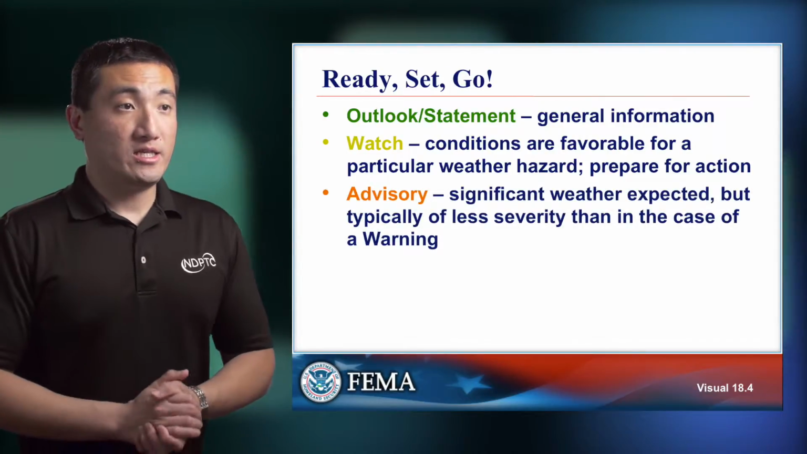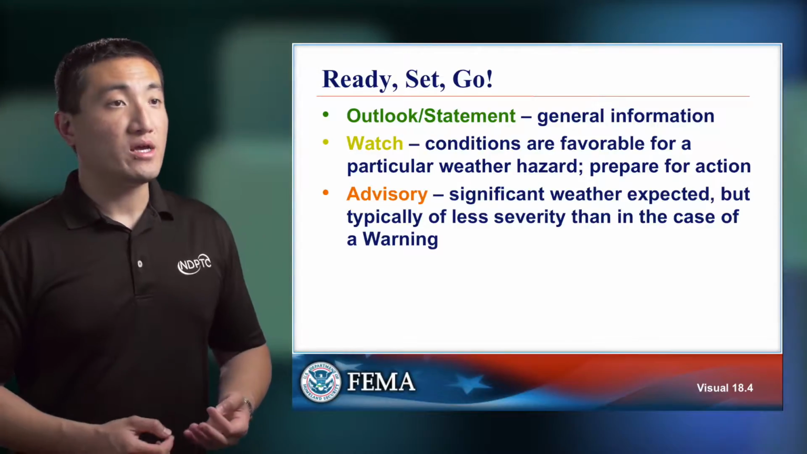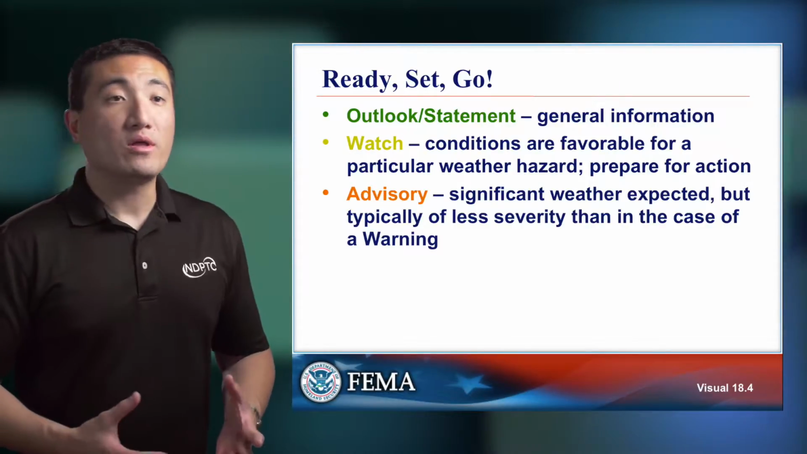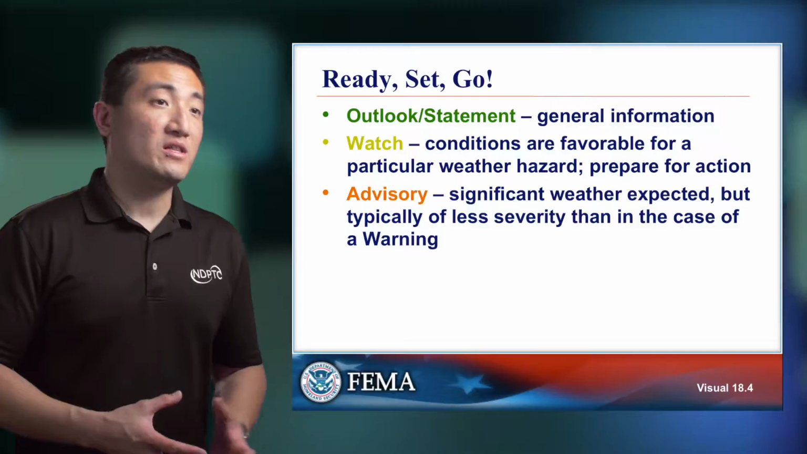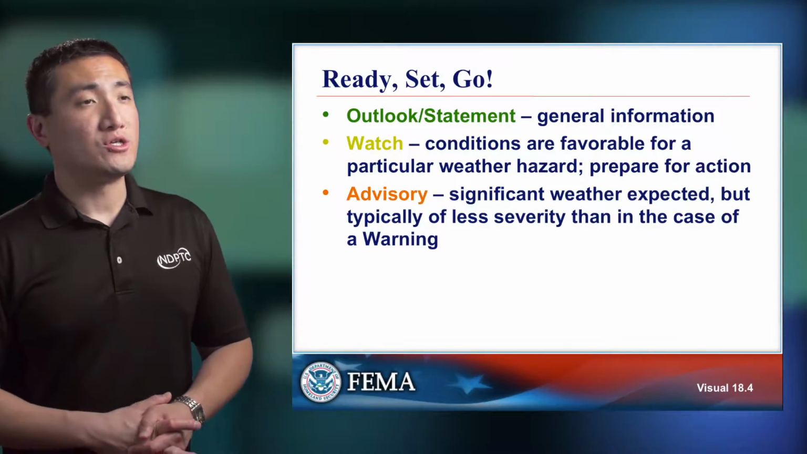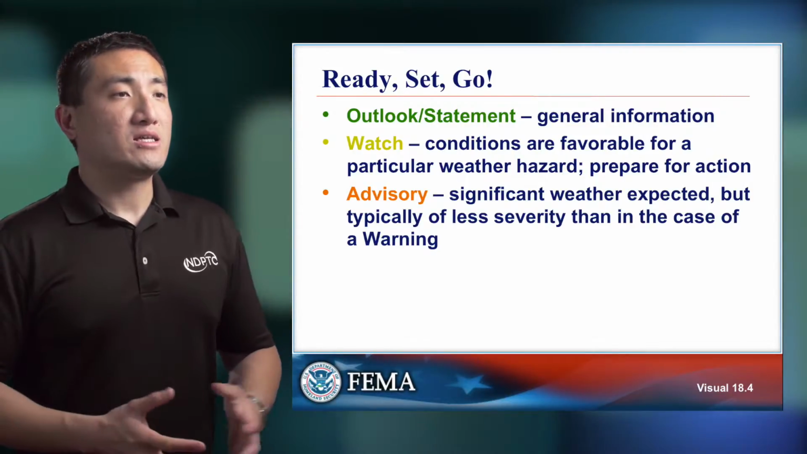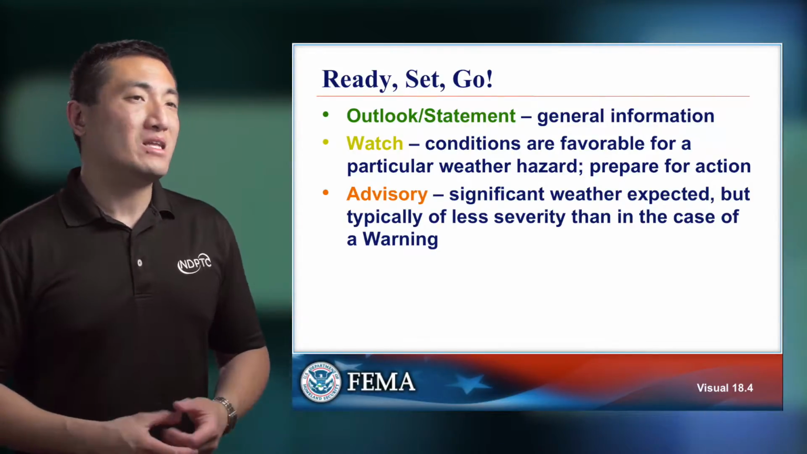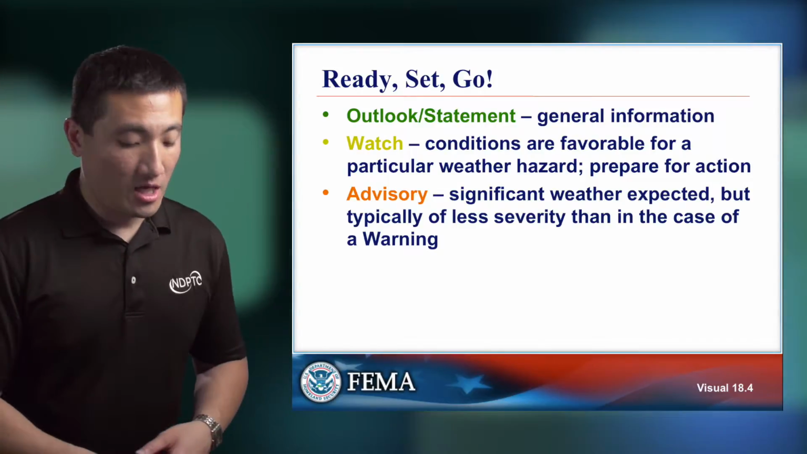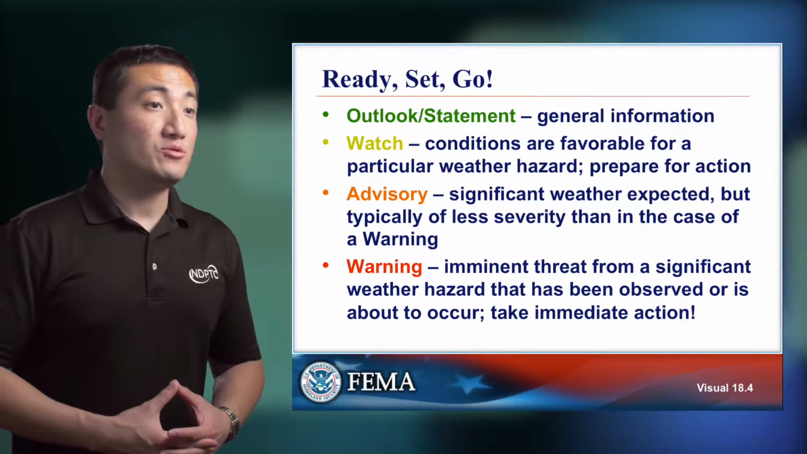In the go phase, there are two primary categories, advisories and warnings. An advisory means that significant weather is expected, but typically of less severity than in the case of a warning. They're often nuisance conditions or situations where if preparedness didn't take place, it could be a threat, but it's not a major threat to life. Unlike a warning, where there's imminent threat from a significant weather hazard that has been observed or is about to occur, take immediate action.